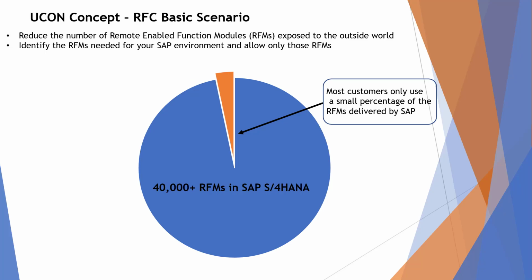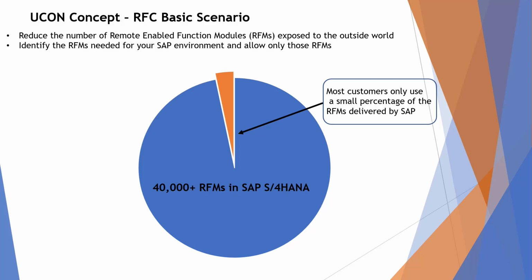UCON was introduced with SAP NetWeaver version 7.40. It's a free tool, it's easy to activate, and relatively simple to use. The basic concept is to leverage UCON to log all incoming RFC calls into an SAP system, and based on the log data collected over a period of time that you can determine is appropriate, develop a whitelist of the RFMs you want to allow.